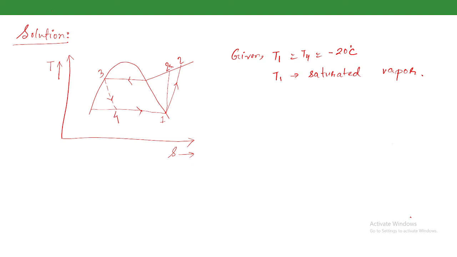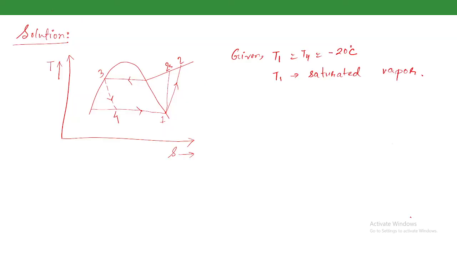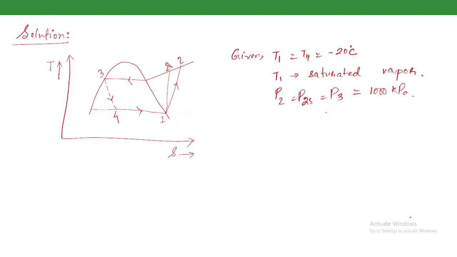Now the compressor compresses it to 1000 kPa, that is P2s is equal to P3, which is 1000 kPa. Okay, and after the compressor the temperature is measured to be 60 degrees Celsius. The temperature at 2s, T2s, is 60 degrees Celsius.